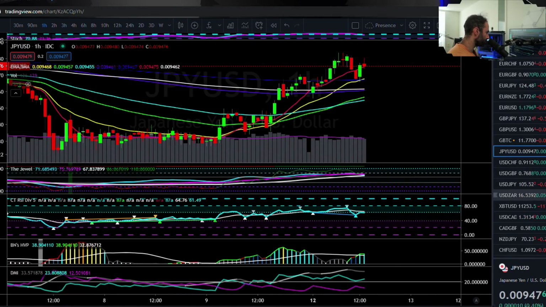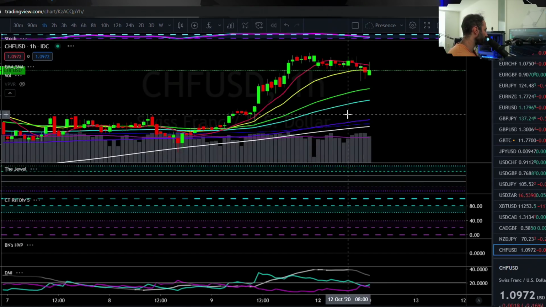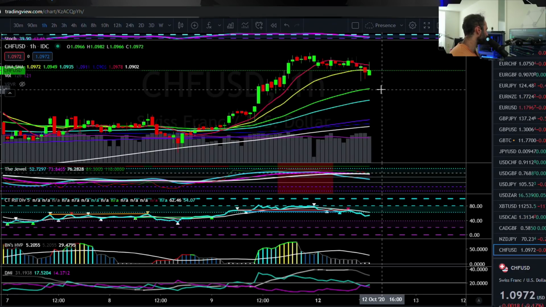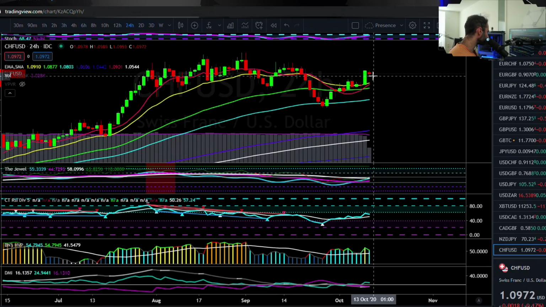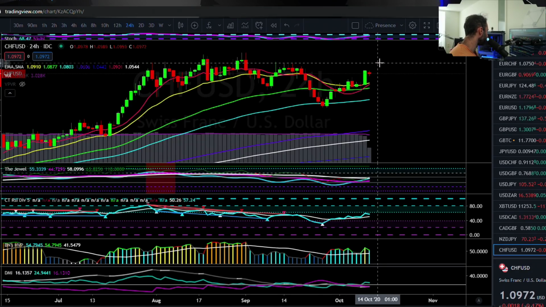Going over here, what else do we got? Come on, I gotta have some more. Is that it? Oh, I got Swiss franc and dollar. Swiss franc dollar, I'd be looking for this one to come back down towards 109.5, and probably does bounce there as well. Daily looks like it wants to have a try up later this week towards about 110.5 region.